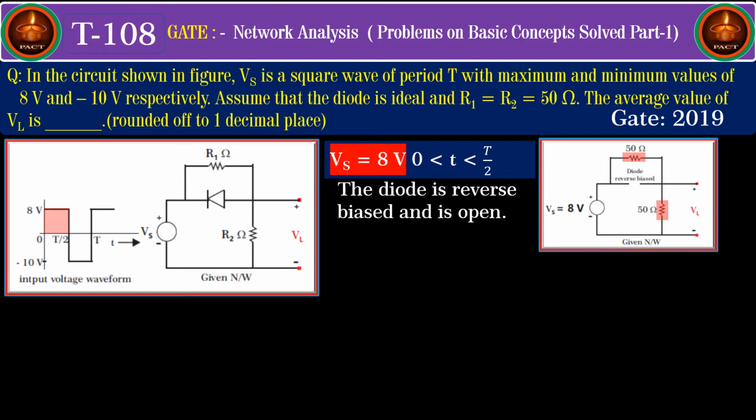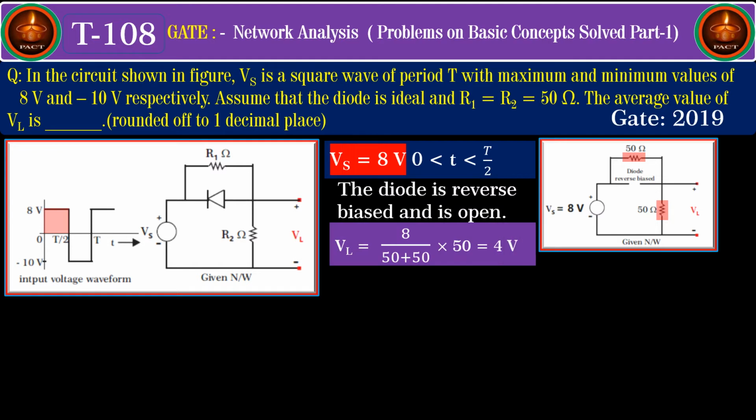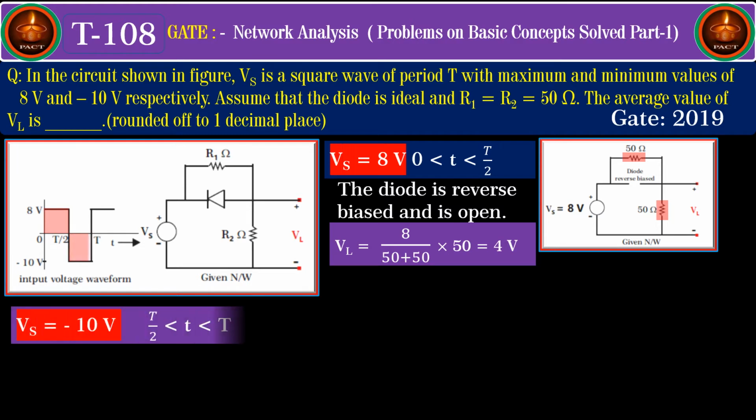So, once you know this, you can straight away write the equation for the output voltage VL. So, VL is equal to 8 volts divided by 50 plus 50, into 50, is equal to 4 volts. It means for the period T between 0 to T by 2, the output voltage VL is equal to 4 volts. Next, during the second half, for T between T by 2 to T, Vs is equal to minus 10 volts.